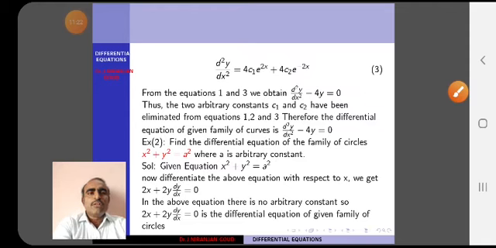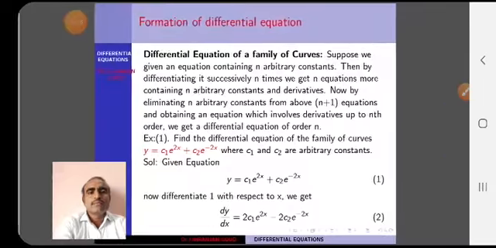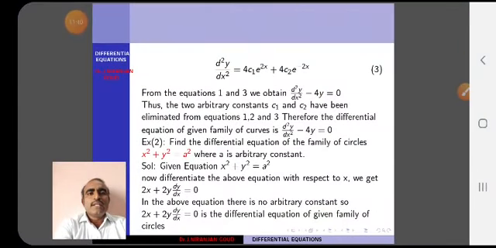So by using these two equations 1 and 3, observe here, take 4 common: 4(c1 e^(2x) + c2 e^(-2x)). This is nothing but y. So you can write d²y/dx² = 4y, so d²y/dx² - 4y = 0. In this equation there are no arbitrary constants, and this equation contains derivatives and dependent and independent variables, so this is the differential equation of the given family of curves.